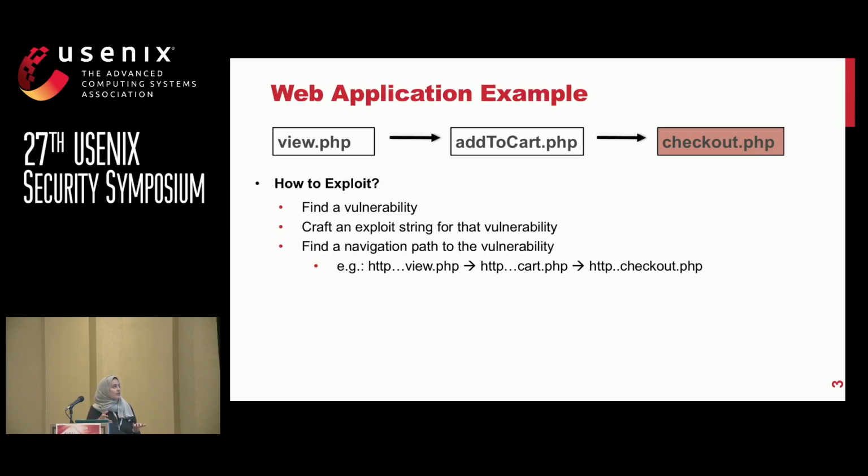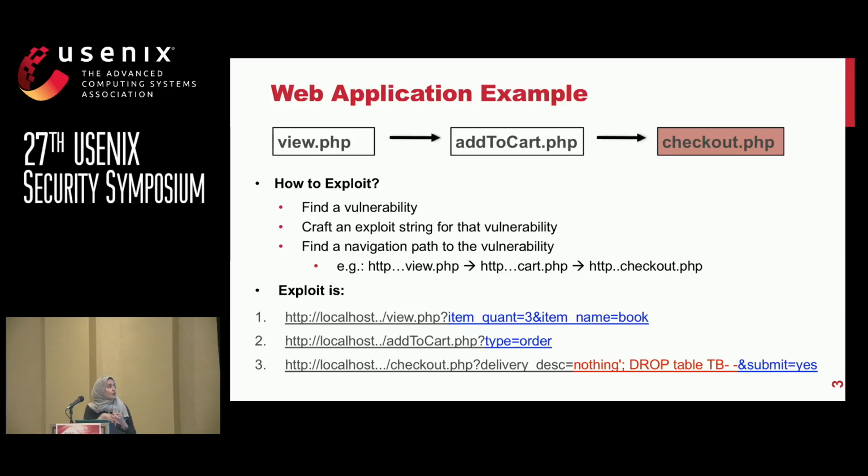This is a simple online shopping application. It has three simple modules that represent its item purchasing logic. Let's assume that an attacker wants to exploit this application. He has first to find a vulnerability that can be exploited. Then he has to craft a malicious input for that vulnerability. And then the last thing is that he has to find a navigation path that will reach and trigger the vulnerability in that sink.